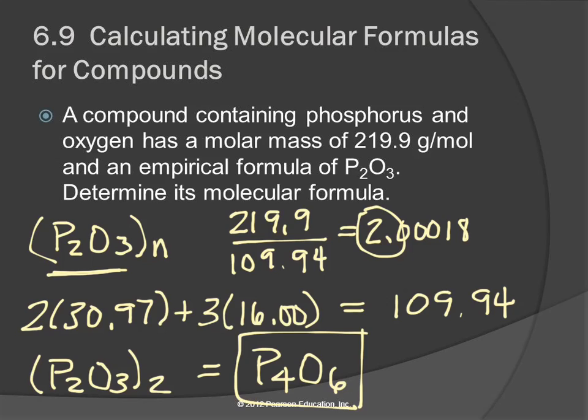But the lowest ratio is 2 to 3. The empirical formula determination always gives us the lowest ratio. Any questions?